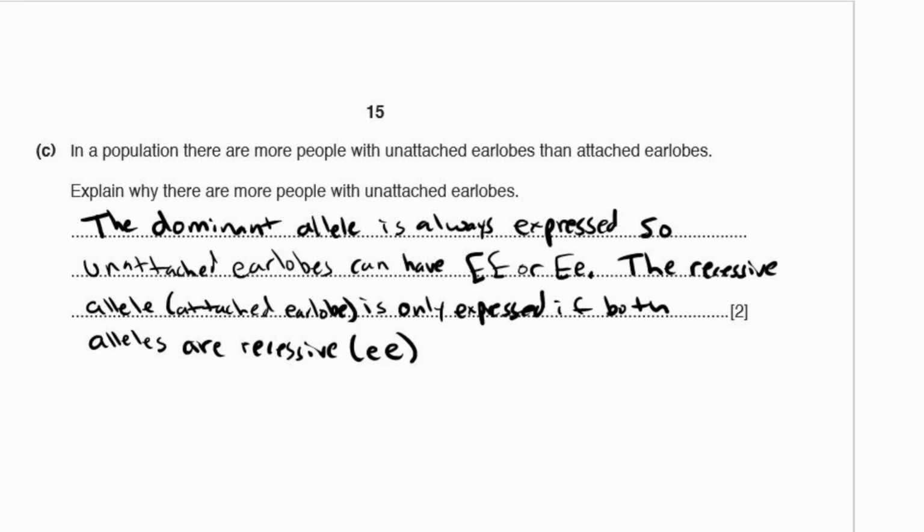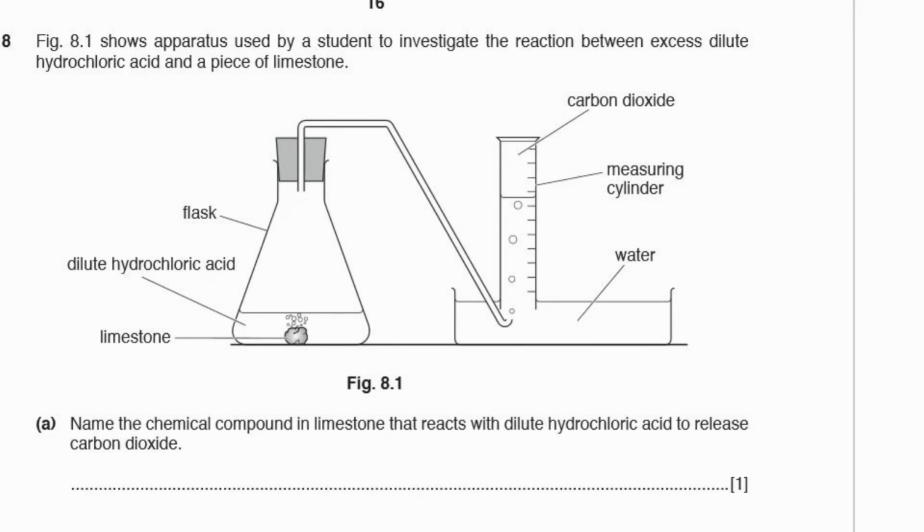Let's move on to the chemistry. Question 8. Figure 8.1 shows apparatus used by a student to investigate the reaction between excess dilute hydrochloric acid and a piece of limestone. A, name the chemical compound in limestone that reacts with dilute hydrochloric acid to release carbon dioxide. Okay, that is known as calcium carbonate. So it has calcium and it has a CO3, which is a carbonate, which produces carbon dioxide.